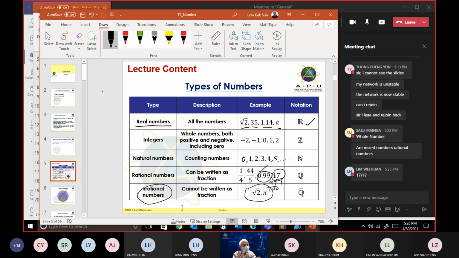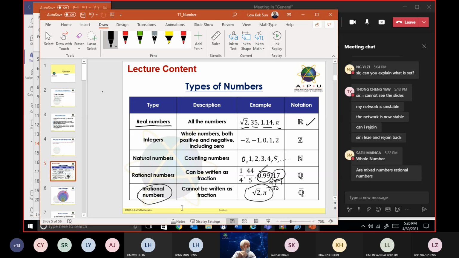In mathematics, in statistics, we call them mutually exclusive. If you are rational, you are not irrational, they are totally different. Understand? Rational and irrational are sets of numbers, and they are mutually exclusive. The two sets never overlap, there is no intersection. They don't intersect. As you go along, we'll see more.